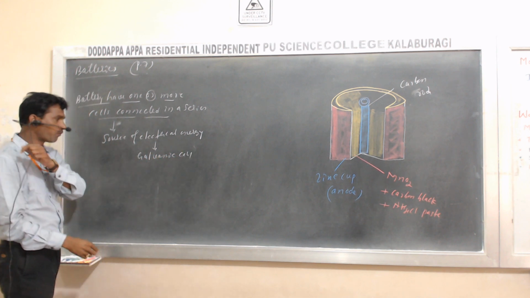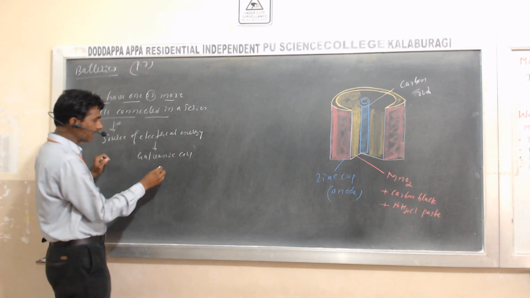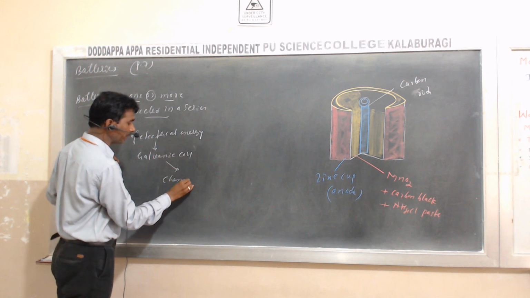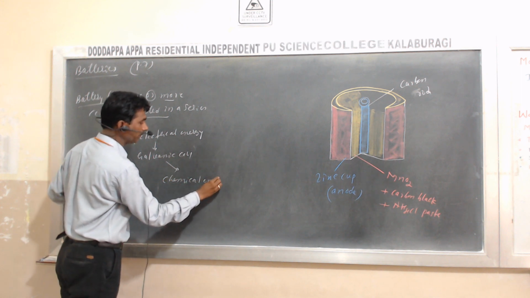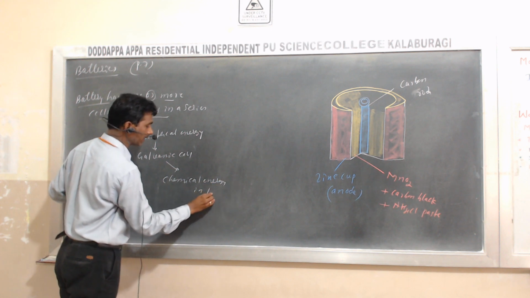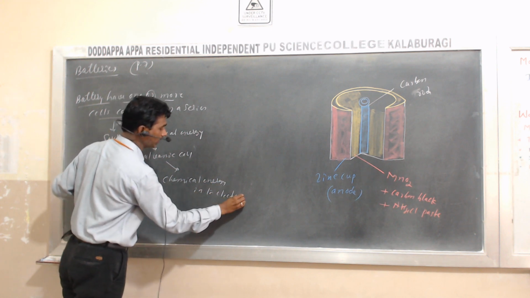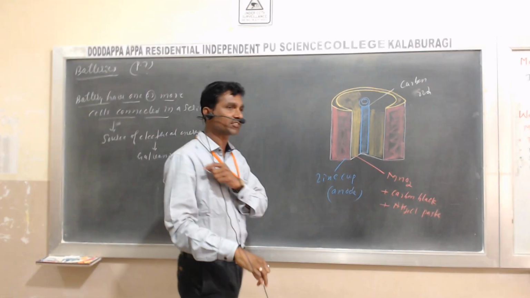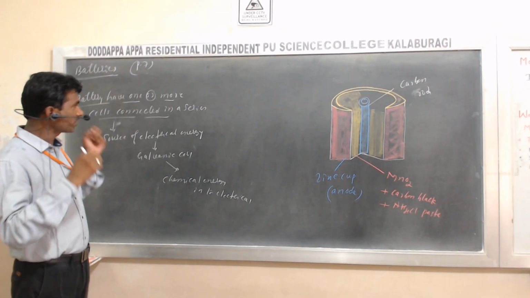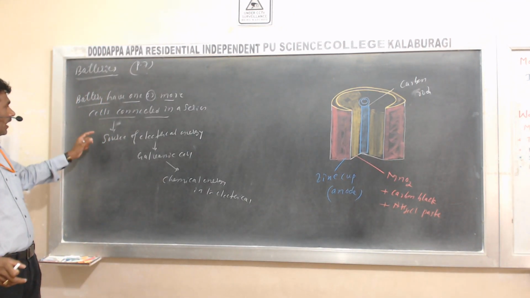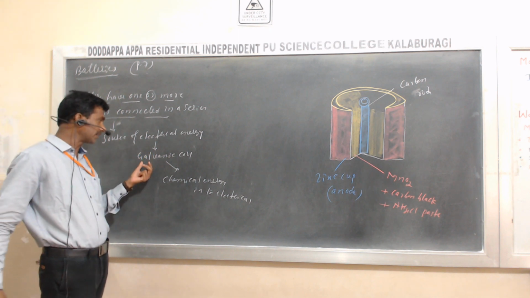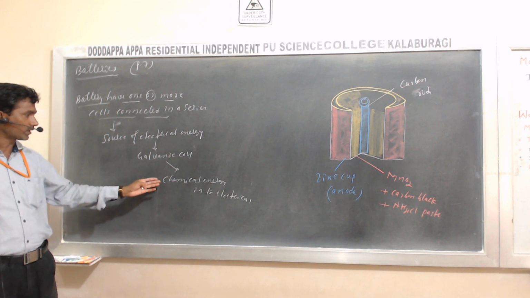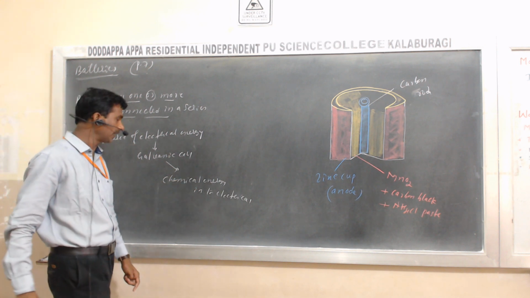They work on the principle of the galvanic cell. A galvanic cell converts chemical energy into electrical energy. So this is the battery: one or more cells connected in series, a source of electrical energy, working on the principle of the electrochemical cell, converting chemical energy into electrical energy.